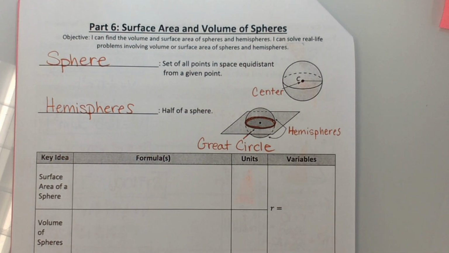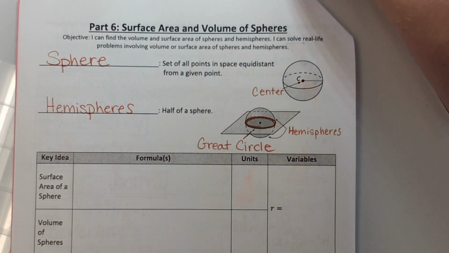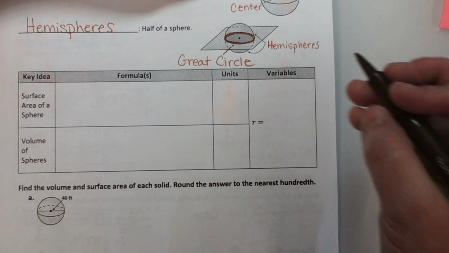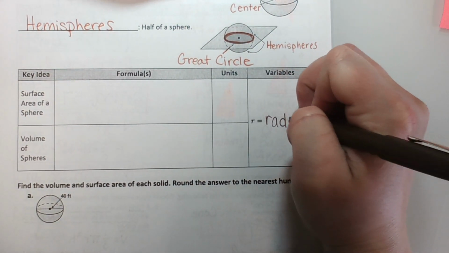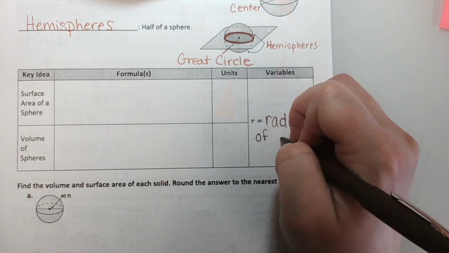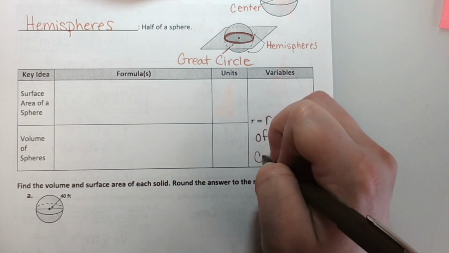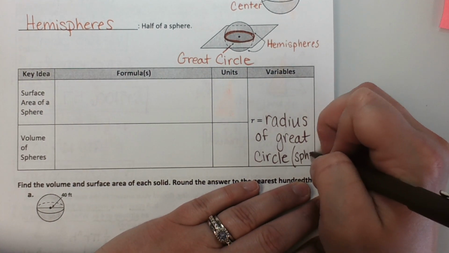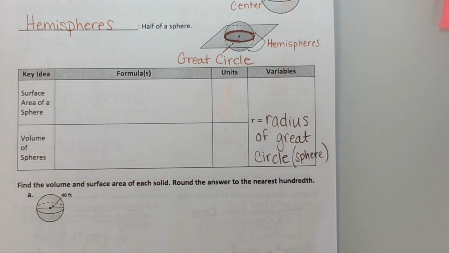We have to focus in on the great circle a little bit when it comes to our spheres, because the great circle is what gives us our key measurements regarding spheres and hemispheres. Specifically, it gives us our radius, which is the key measurement of these shapes. So R is the radius of the great circle, in other words, the radius of the sphere in general. Those are the same thing. The radius of that circle is the radius of the sphere.